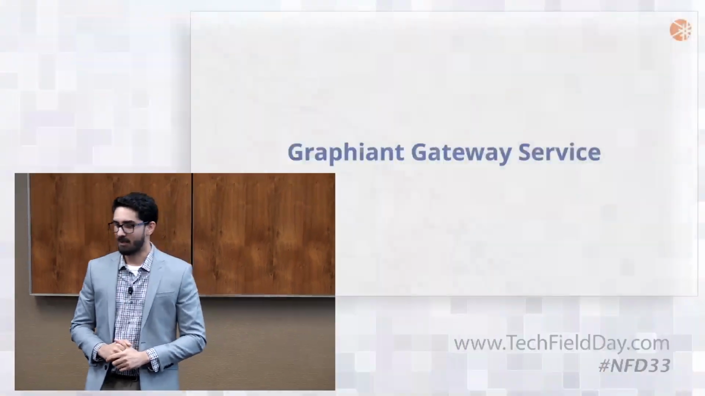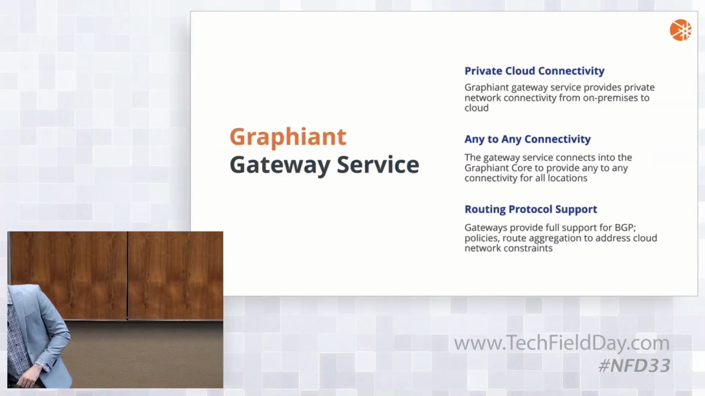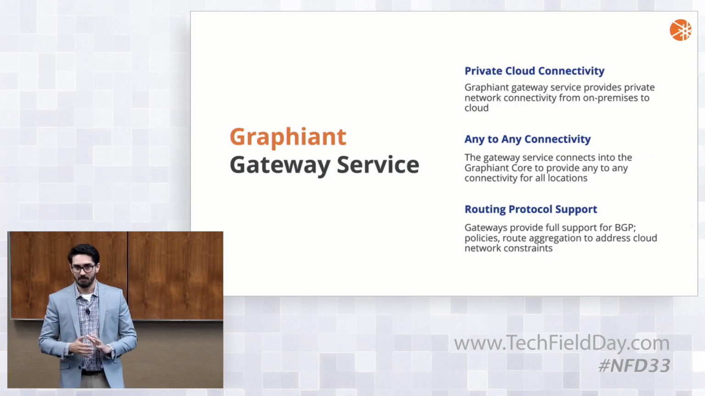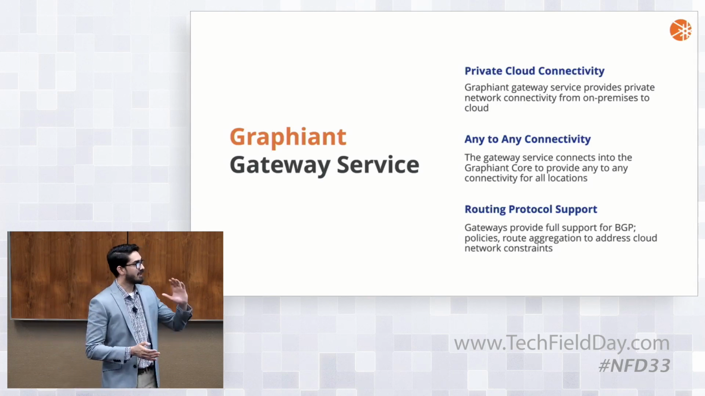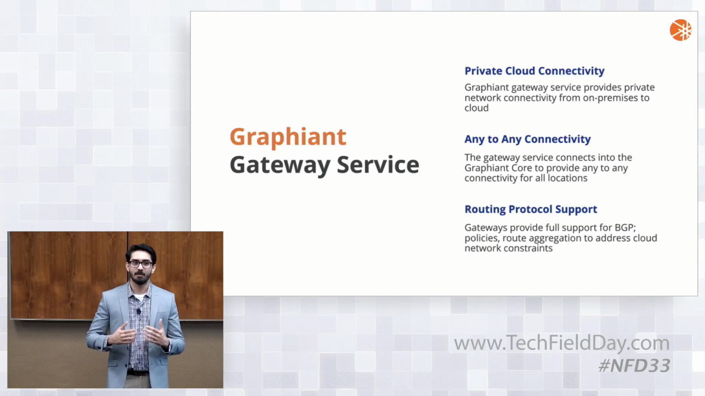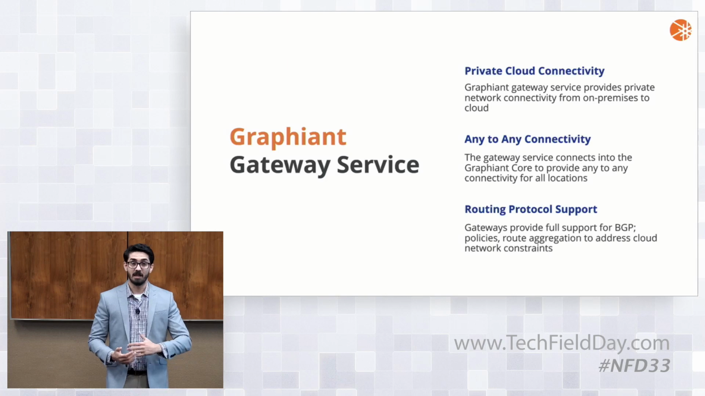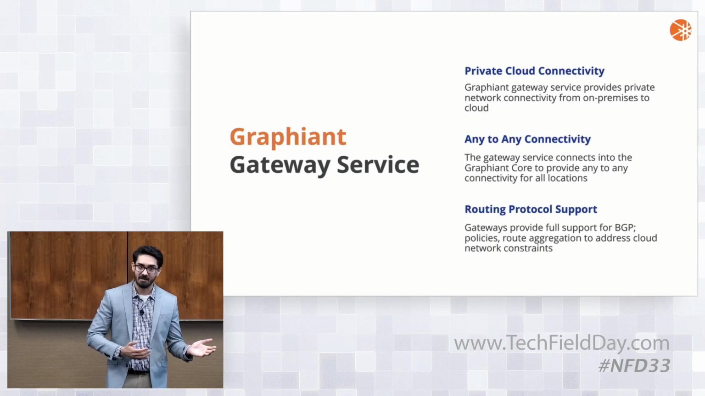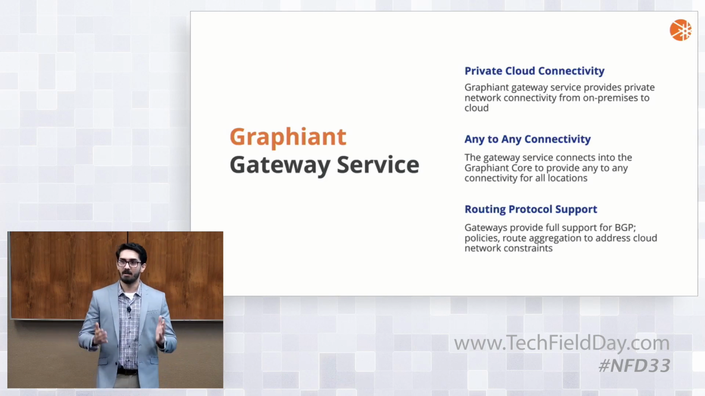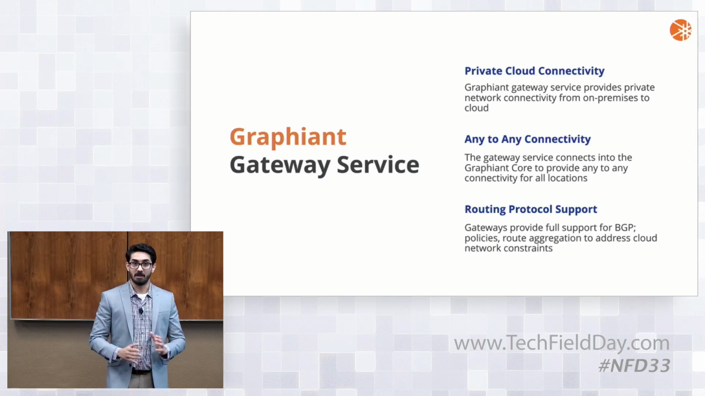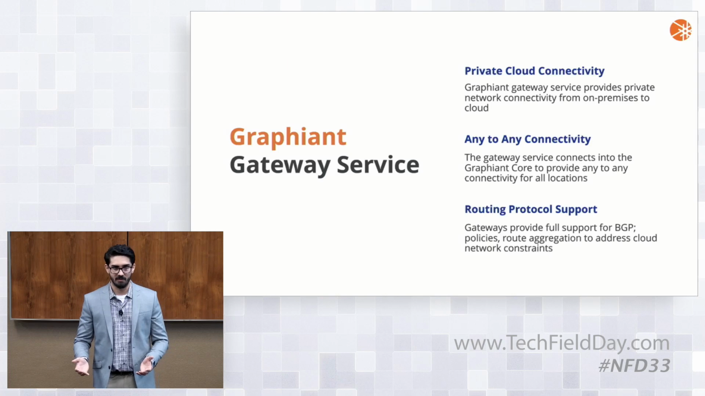All right, so let's dive into the Graphiant Gateway Service. There's a few key points about this service that we're going to go through and talk in a little bit more detail about. So the first one is, how do we support private cloud connectivity? How do you leverage something such as Direct Connect, Express Route, Fast Connect? How do you get private connectivity into the cloud? And we'll talk a little bit about the benefits of using that kind of private connectivity.